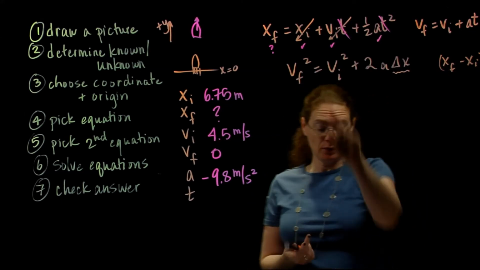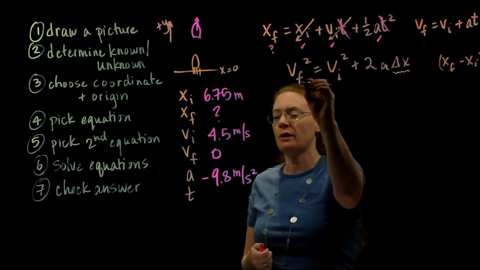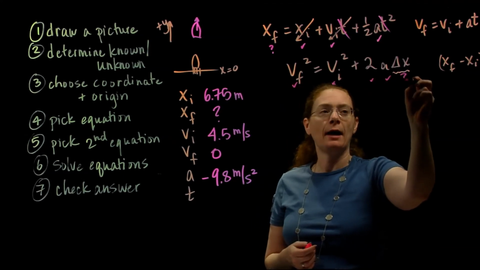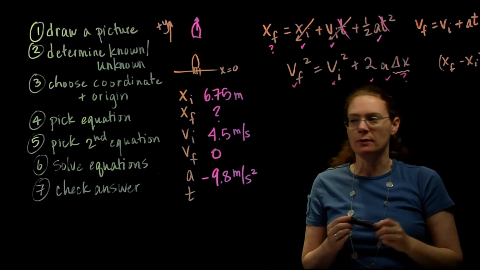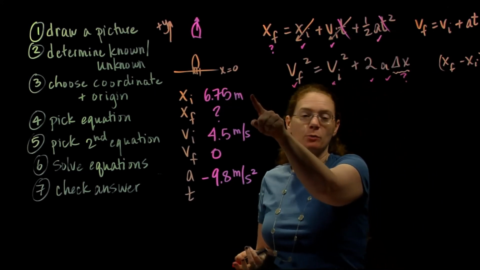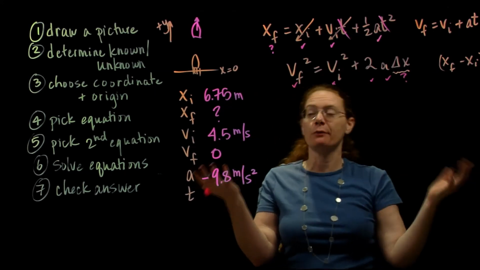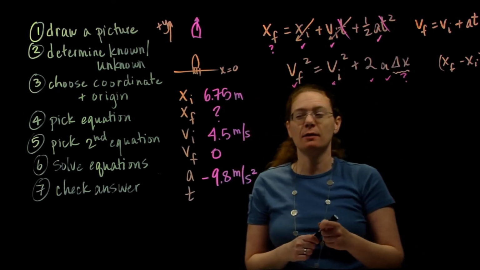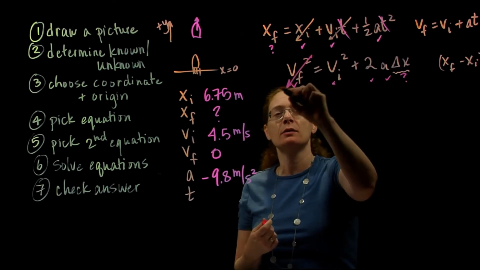So I could use this equation, I'm pretty sure, because I know V final, I know V initial, I know 2, I know the acceleration. I could find out what the change in position is, and then if it started at 6.75 and I know the change in position, I could figure out what its final position is. All right. Is anything 0? That one is 0. Okay.